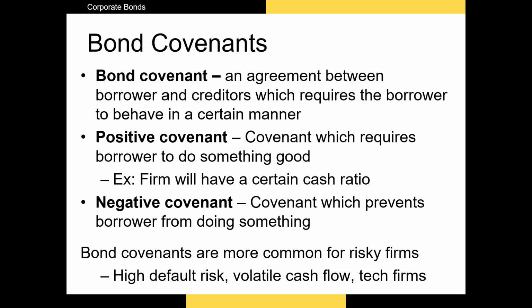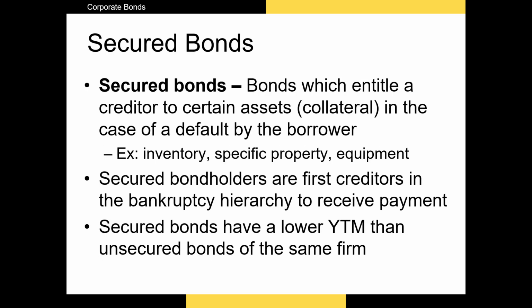Covenants are most commonly associated with firms that are risky. These firms are usually unprofitable or have variable cash flows or are in the tech sector. Covenants are often used by bond investors to ensure that this firm will not take any actions that make its bonds more risky. Now let's talk about secured and unsecured bonds.